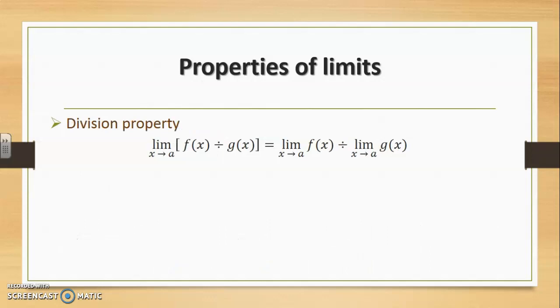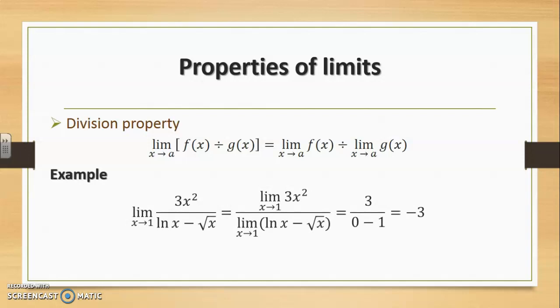Same goes for the division property. So the limit as x tends towards a of a quotient can be replaced by the quotient of the individual limits as x goes towards a on f and on g respectively. For instance, the limit as x tends towards 1 of the quotient 3x squared over ln x minus root of x can be replaced by individual limits on the numerator and denominator, which can then be calculated by direct substitution. This is also true about the original quotient that could have been done by direct substitution.